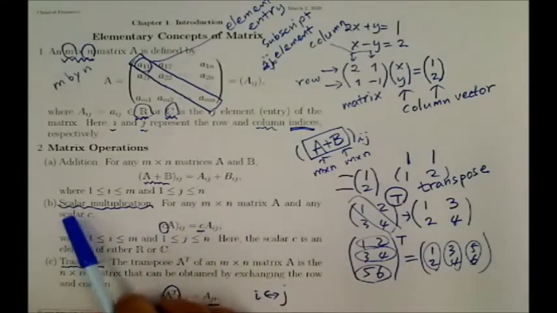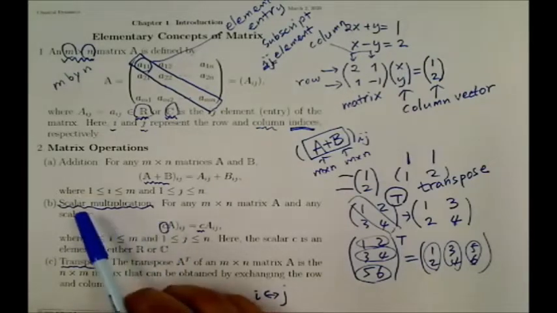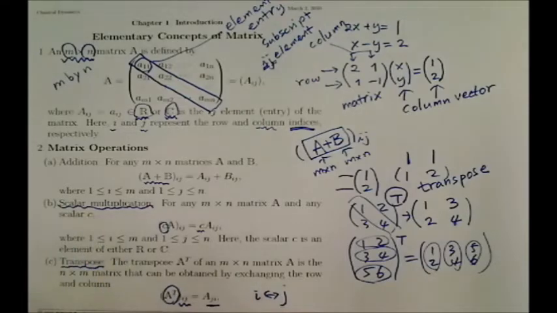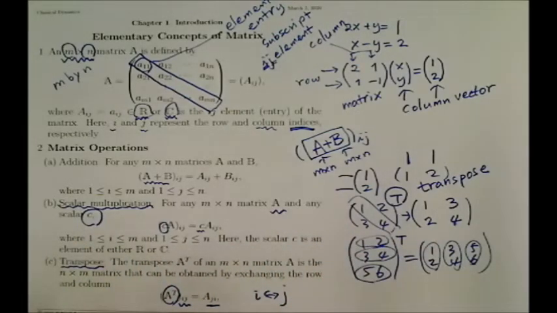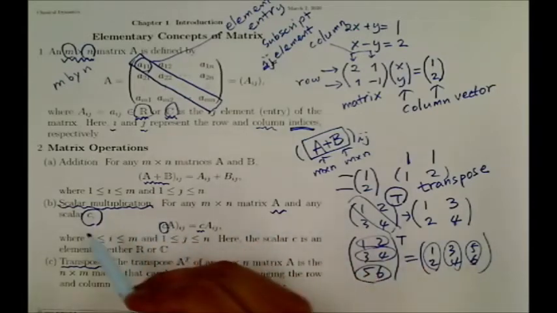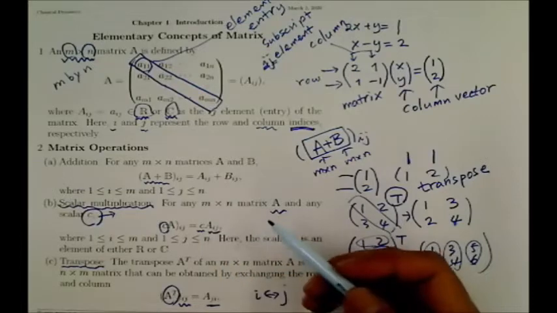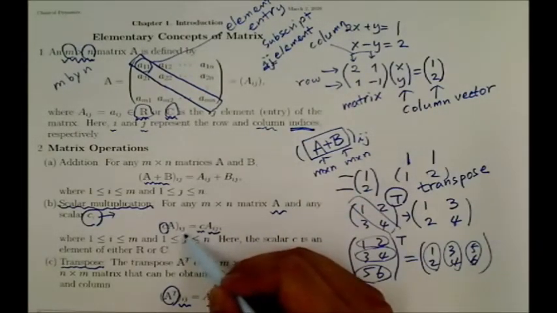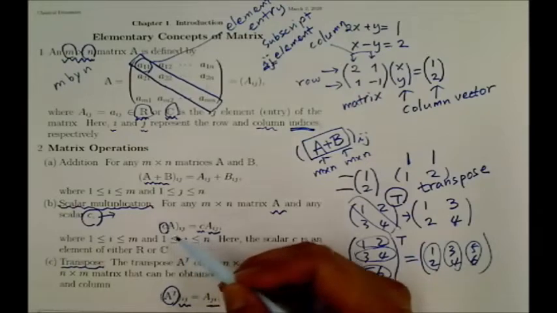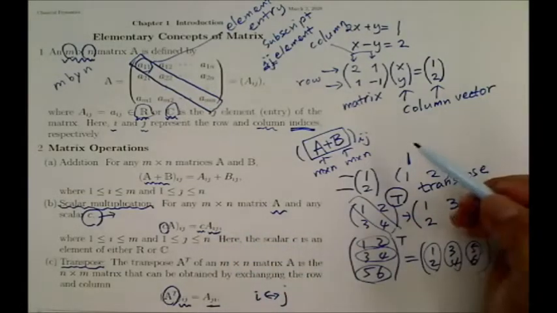Next, we consider scalar multiplication. Scalar multiplication is a multiplication of a scalar C to a matrix A. This number C is multiplied to every element of the matrix A. So the ij element of CA will be the ij element of A multiplied by C.